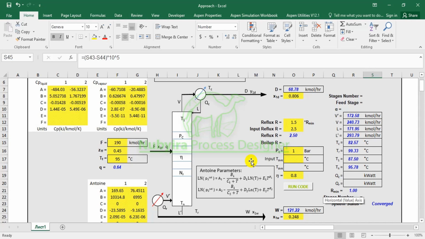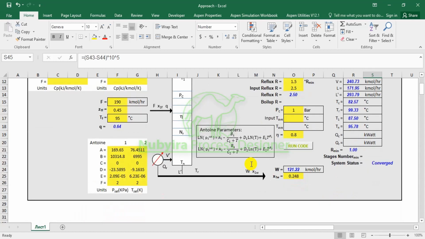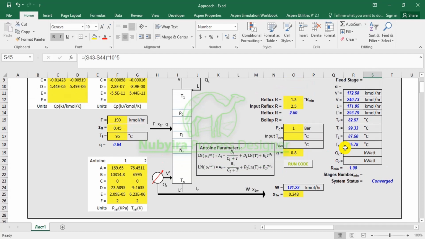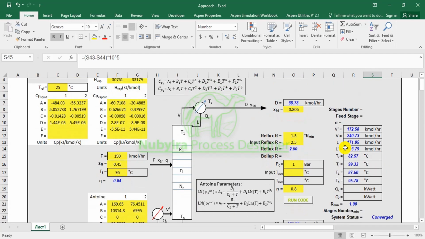We are following the theory that the vapor that is leaving the stage is at dew point, while the liquid that is leaving the equilibrium stage, distillation stage, is at bubbling point. So today we are going to continue in calculating the condenser duty and the boiler duty.